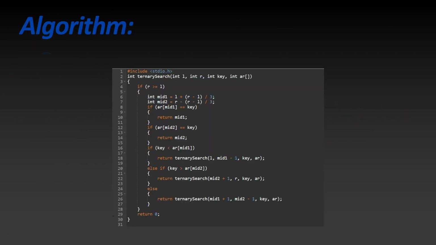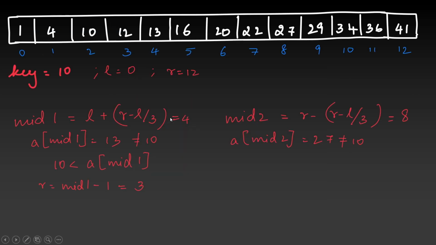Firstly, we check that right is greater than left, which is true. 12 is greater than 0. So now we calculate mid 1 and mid 2. Mid 1 is L plus R minus L by 3. So we have 0 plus 12 minus 0, which is 12, by 3. So 0 plus 4, we have mid 1 to be 4.